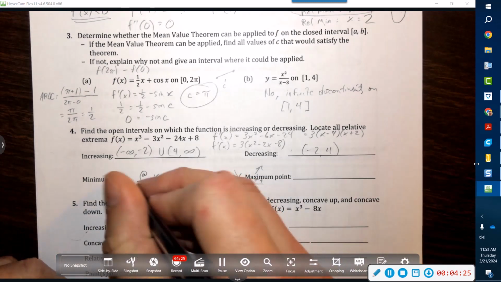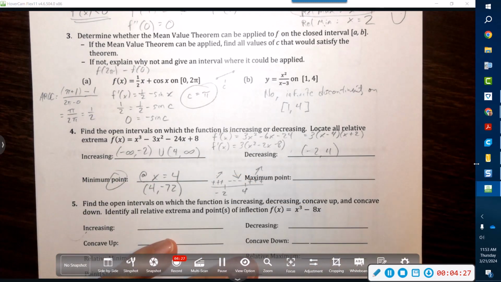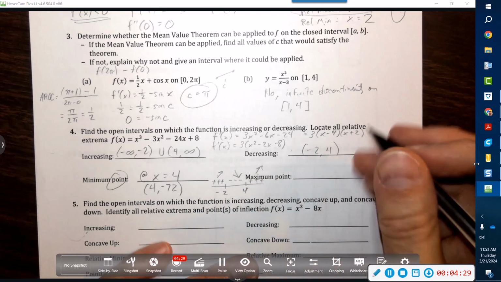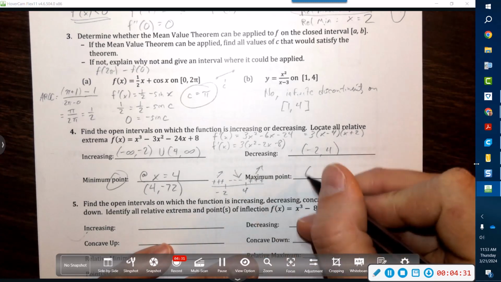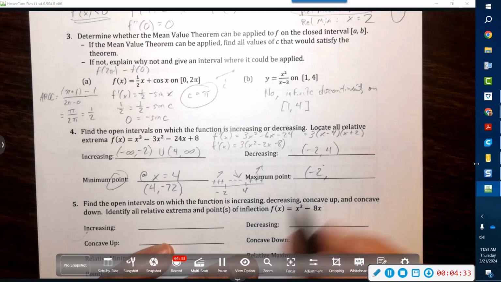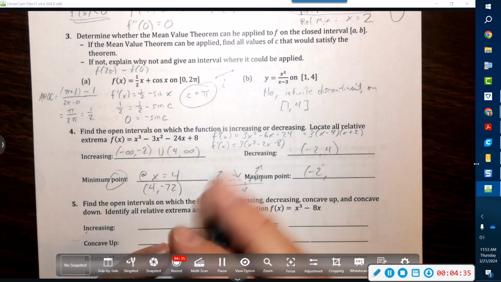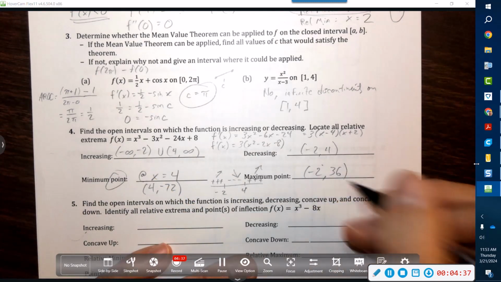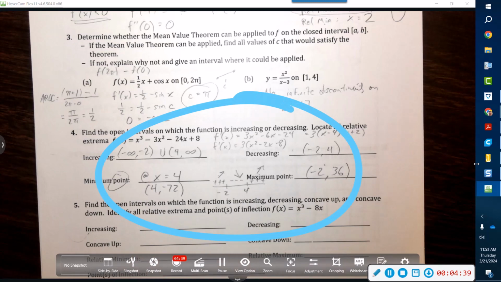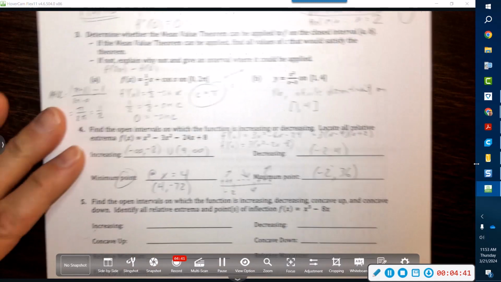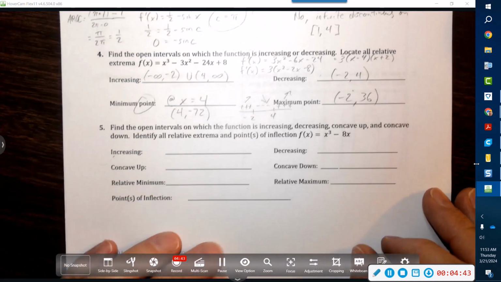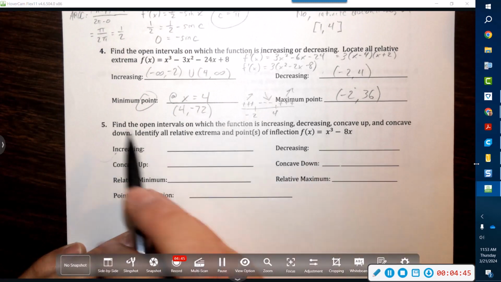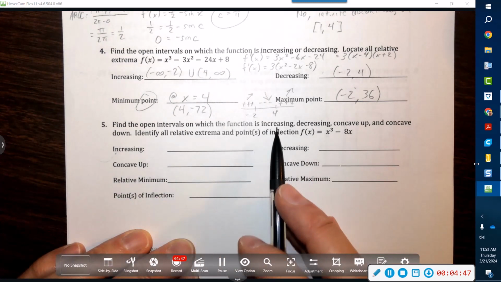Okay, it does say point, so we do have to give the x and y coordinate. Here, the maximum happens at negative 2, so when you plug in a negative 2, just use your calculator there, you should get 36. Okay, and that's it. That's it.